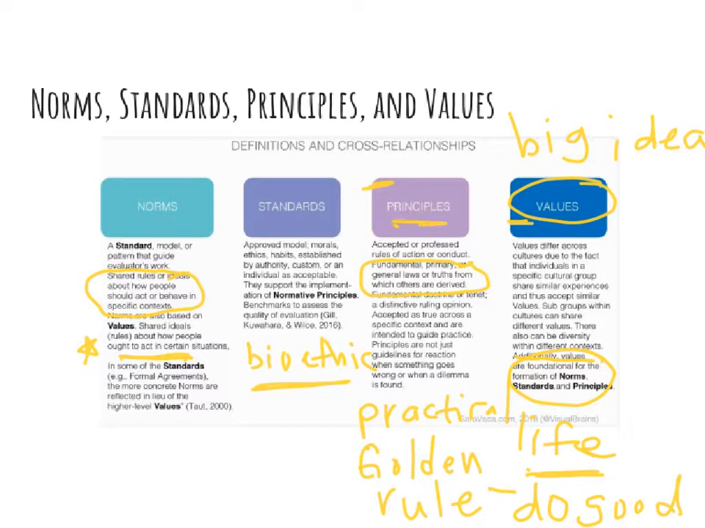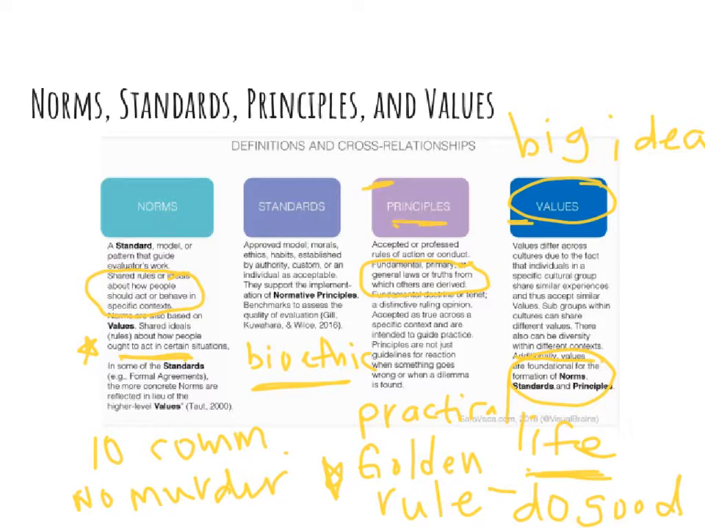So in some of the standards, formal agreements, the more concrete norms are reflected in lieu of higher values. So norms are expressions of our values based in our principles, and they tend to be expressed by way of rules. So for example, the 10 Commandments are norms of behavior. They tell us, based on our value for life and the principle of, say, the golden rule, do good, what would that look like? It would mean something like no murder.